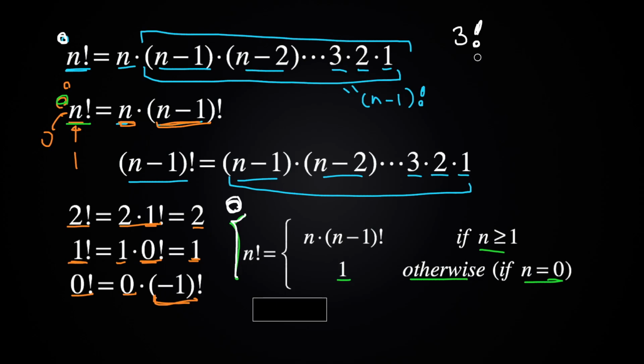So using this definition, we can ask ourselves, what's 3 factorial? Well, 3 is greater than or equal to 1. So by definition, this is equal to 3 times 3 minus 1 factorial, which is 2 factorial. And then we can ask ourselves, what's 2 factorial?